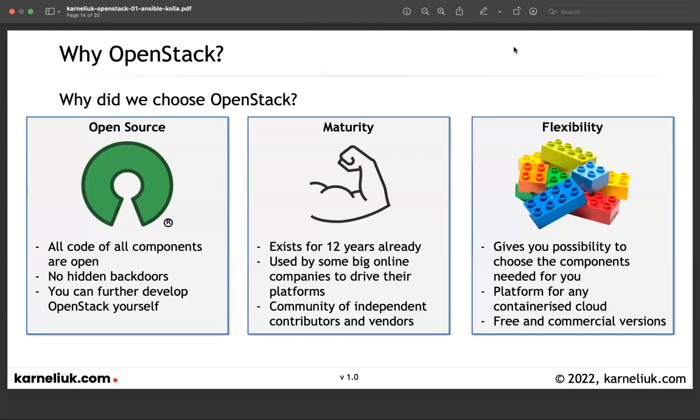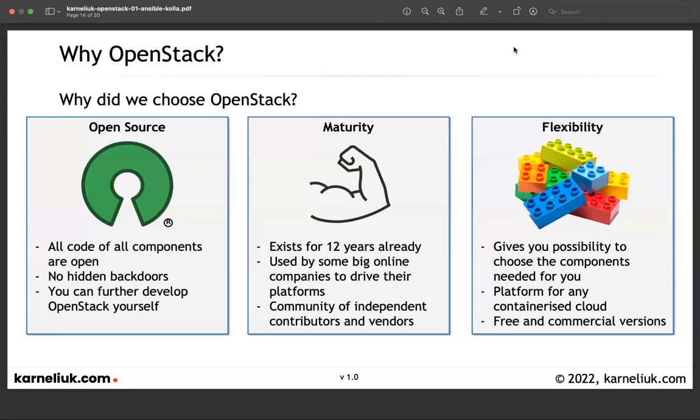The second thing is maturity. OpenStack has existed for 12 years already, probably even longer. Over this period of time, a lot of the platform matured, and a lot of components of OpenStack were improved. In fact, OpenStack is used by a huge number of big online companies and research companies. I wouldn't say the names because I haven't worked with them myself. But from what I have seen, the companies using OpenStack are big, but they are benefiting from it a lot.